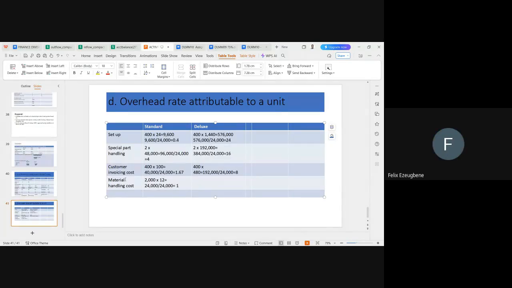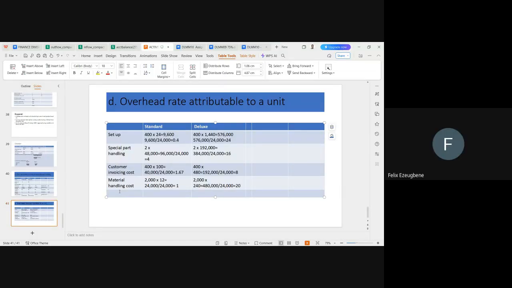And for this, it will be 2,000 multiplied by how many materials? 240. We have it as 480, divided by 24. You have a result of 20. So the next is what?